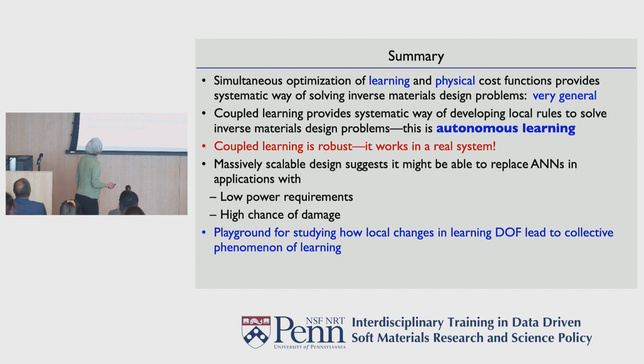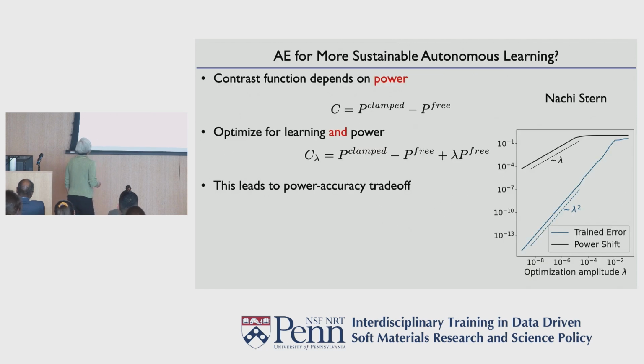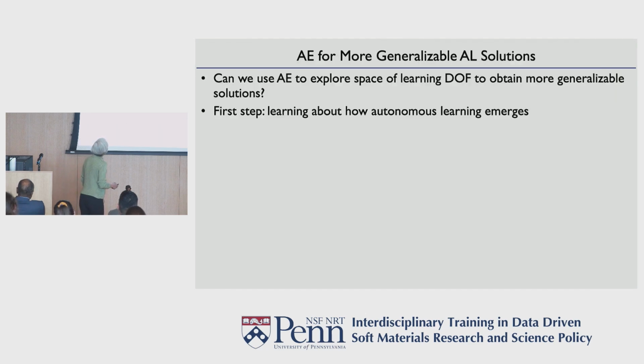Okay, so we're very excited about this, but this is only part of it. Now I had to skip over this part. Maybe we can use, and this one slide is below the bullshit line, autonomous learning, experimentation, to explore the space of learning degrees of freedom to obtain better, more generalizable solutions.